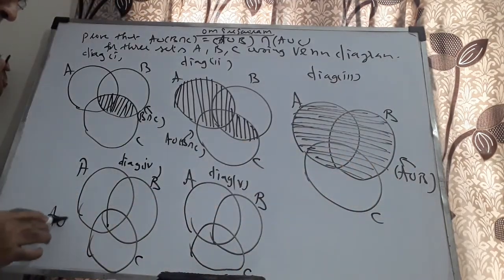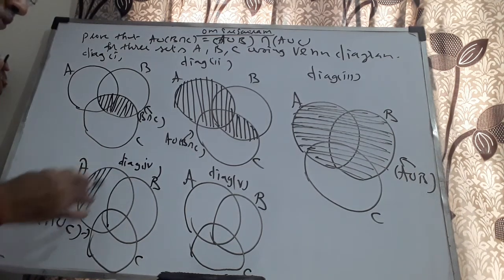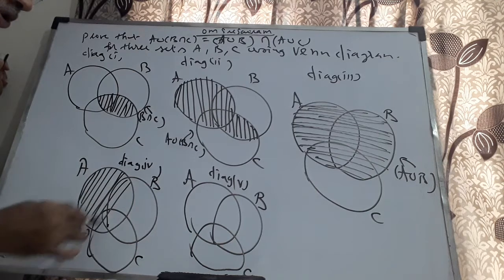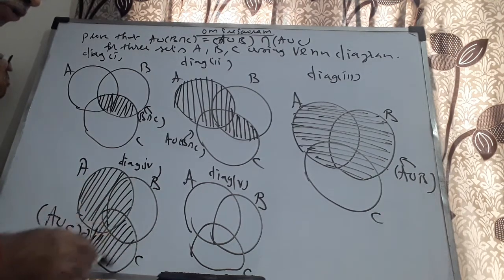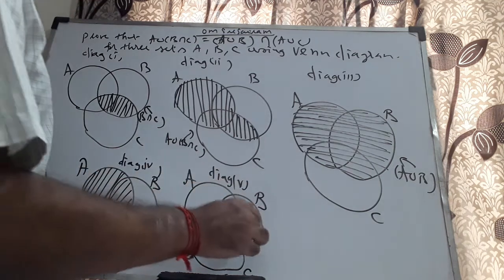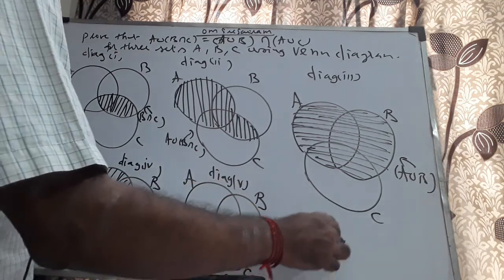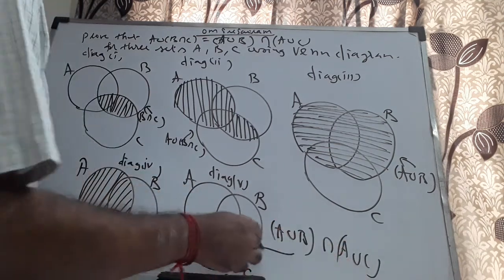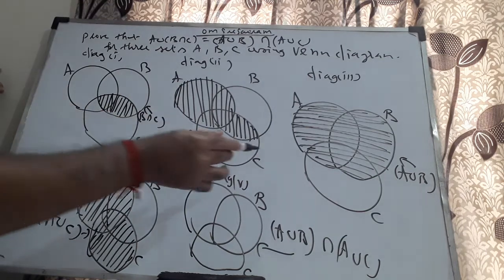Now this will be A union C. I will shade both the circles A and C. And of course, I need to think about (A union B) intersection (A union C). In these two, the common elements are what I am supposed to shade.